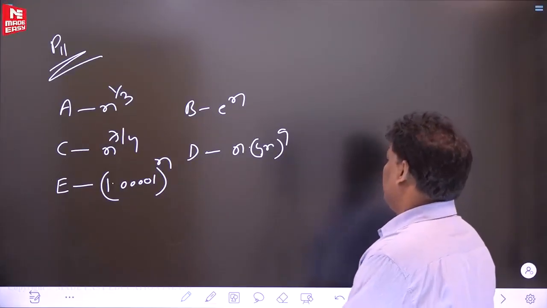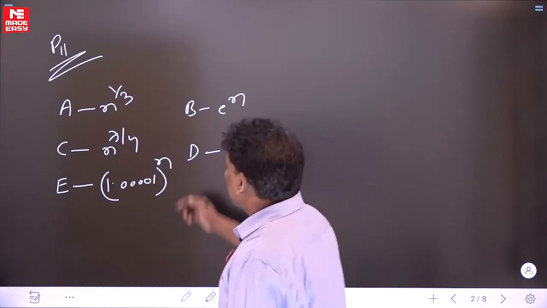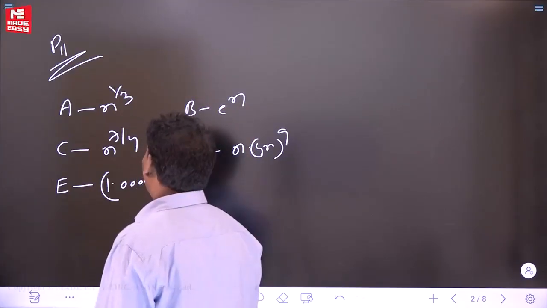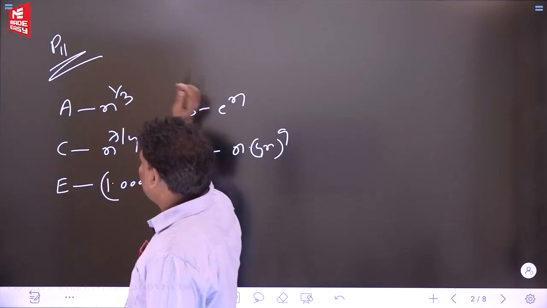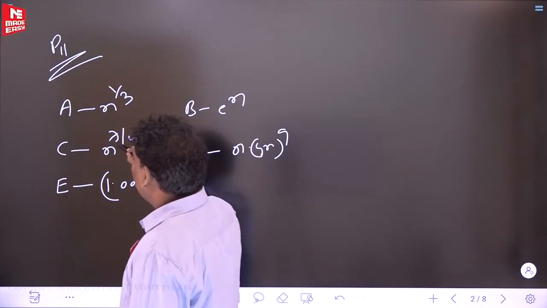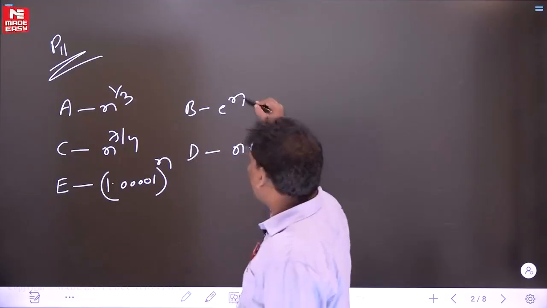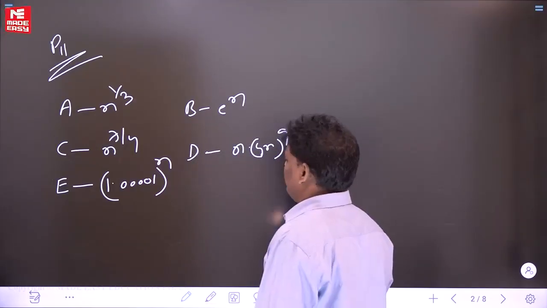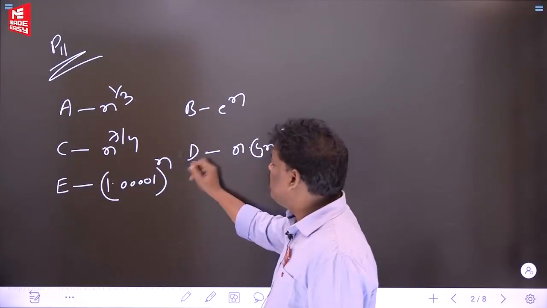Anyhow, let me check here. Please listen to all of them. It is n power 1 by 3. Just use a little bit of common sense, no need to memorize anything. Mostly you know. This one is n power 0 point something. This is n power 1 point something. This is e power n. This is n into log n whole power 9. This is going to be 1.00001 whole power n.